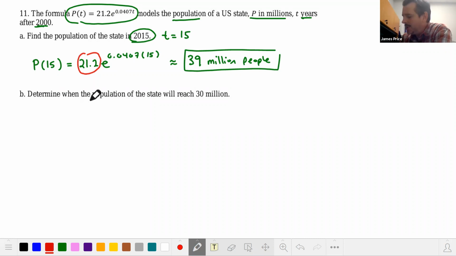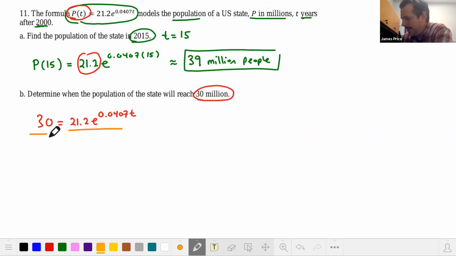And then finally, determine when the population will reach 30 million people. Well, what do you do with that 30? You don't plug it in for the input, you plug it in for the output. So right there. So I'm going to take 30 and set it equal to 21.2 e to the 0.0407 T. And so to solve this problem, we'll simply divide out both sides by 21.2.